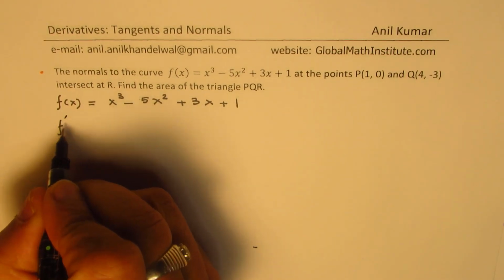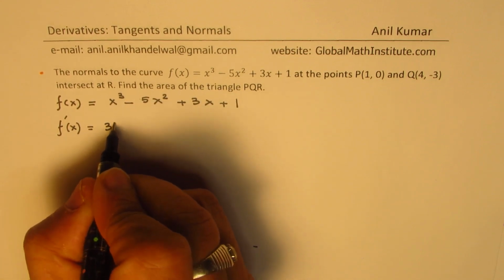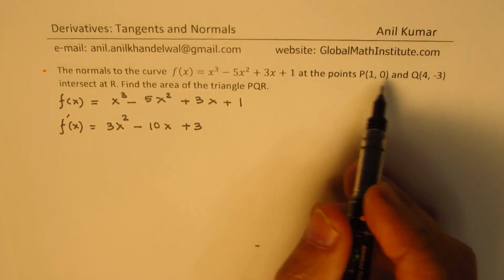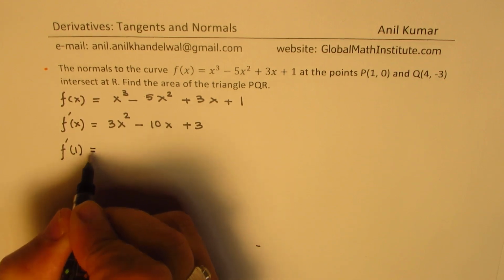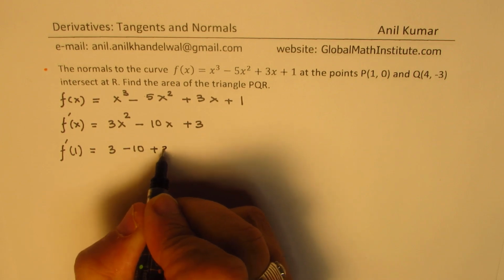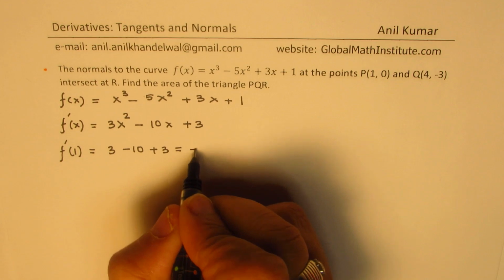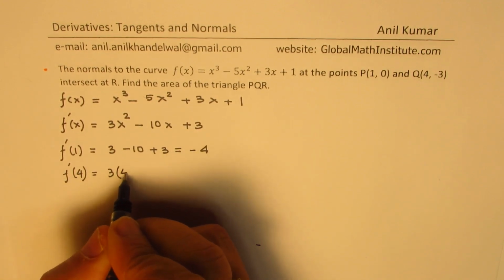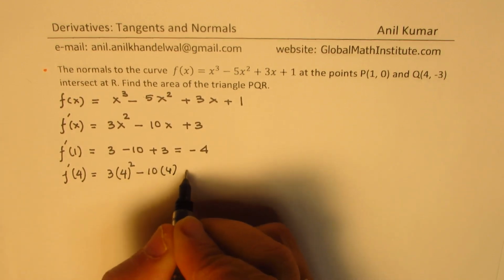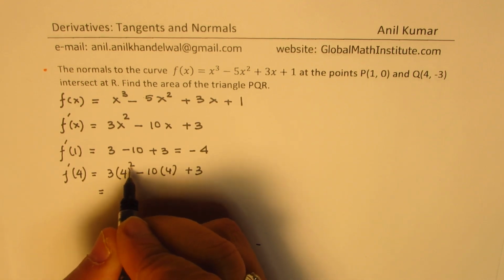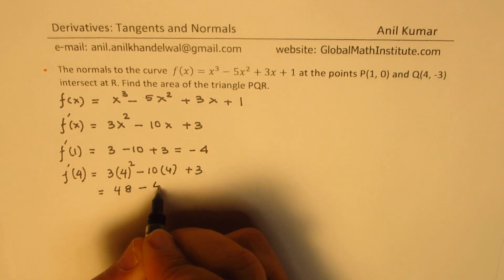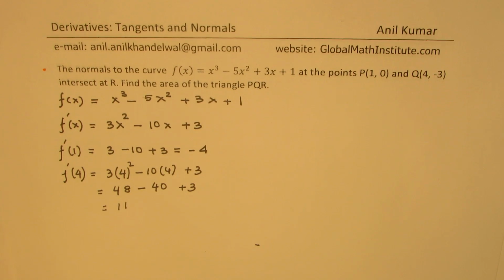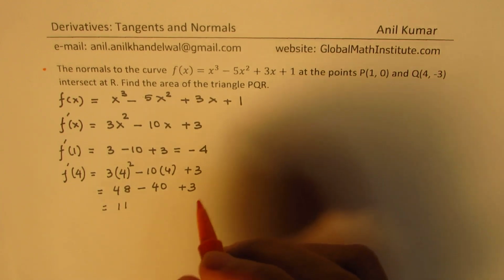So let's find the derivative, which will give us the slope of the tangent. Using the power rule, the derivative is 3x squared minus 10x plus 3. Let's find the derivative at the point (1, 0). The derivative at x equals 1 will be 3 minus 10 plus 3, that is 6 minus 10, which is minus 4. Let's also find the derivative at 4. At 4, the derivative will be 3 times 4 squared minus 10 times 4 plus 3. That is 48 minus 40 plus 3, which is 8 plus 3, which is 11. So we know the slopes of the tangents at the given points, right?